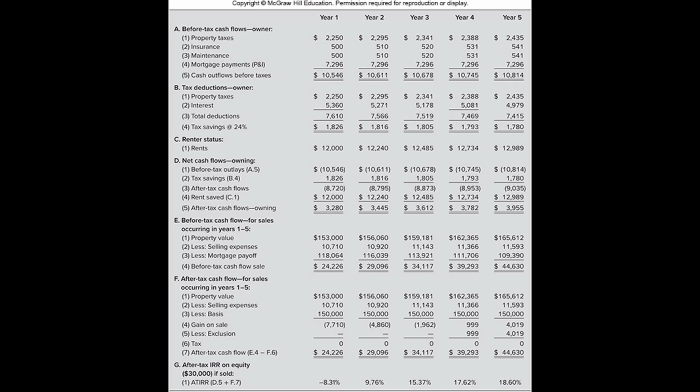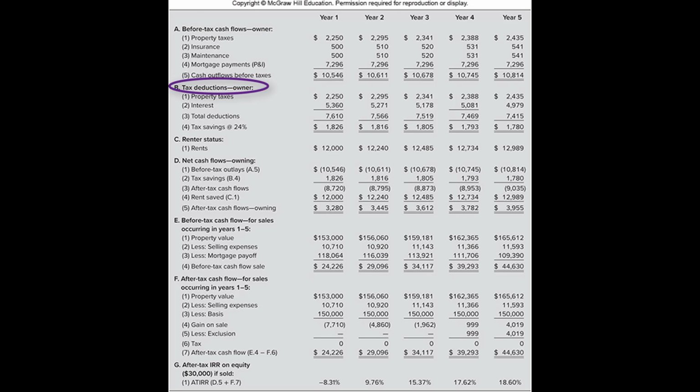And so you'll see over 5 years, we've got first our before tax cash flows. And this is for the owner. So the owner is going to have property taxes, insurance, maintenance, and then mortgage payments. And here we're just going to include principal and interest. So that gives us a total cash outflow before taxes.